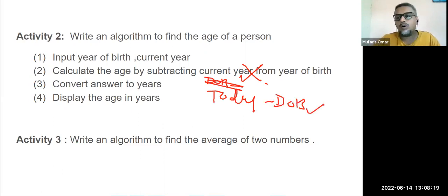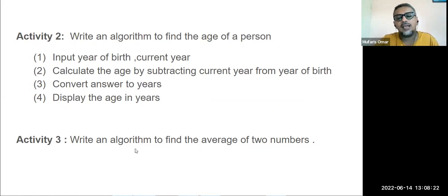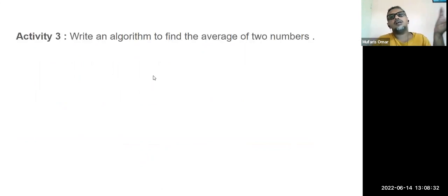Now, can you write an algorithm to find the average of two numbers? We already wrote that, so we have the answers. That's why that's the first one. So now, if I ask you to write an algorithm to find the average of two numbers, how do you write that algorithm? Now, the same thing. Remember, we did.